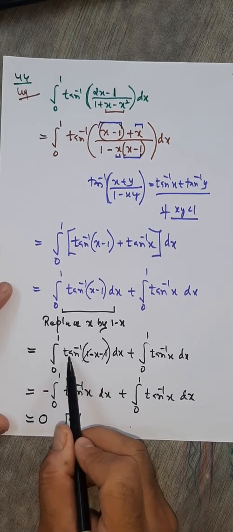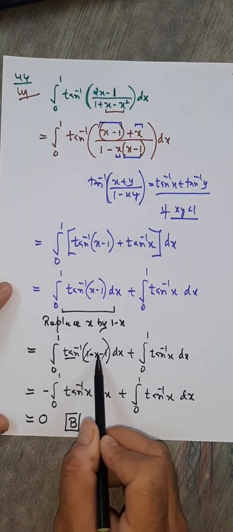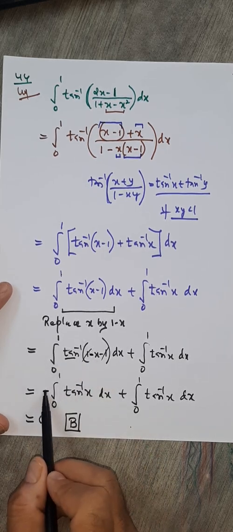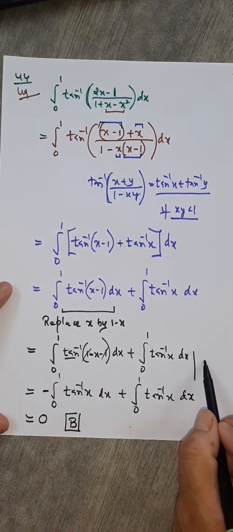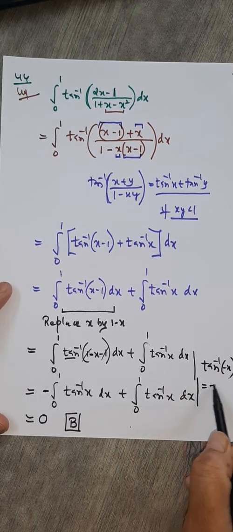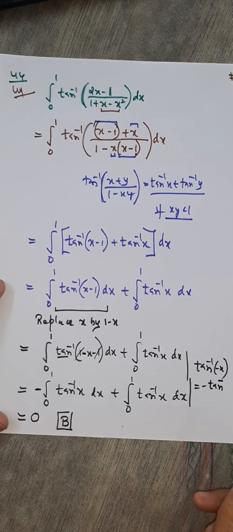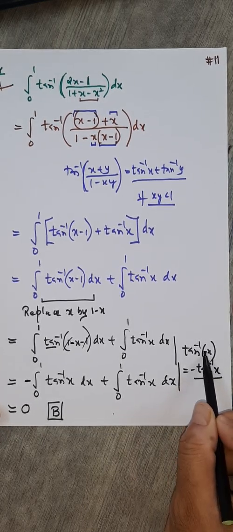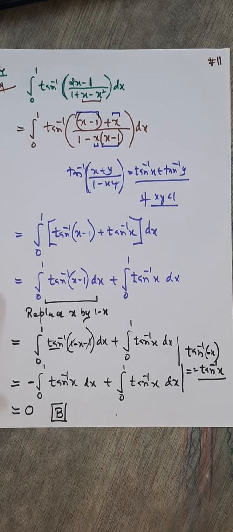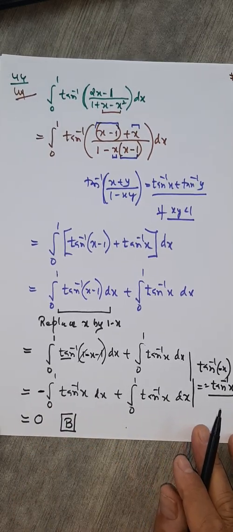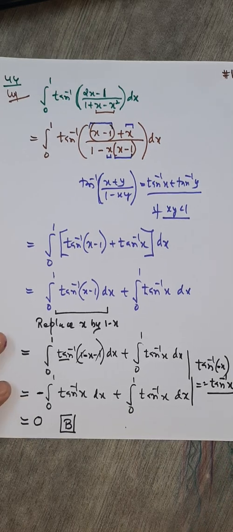Here what I did, this is tan inverse of minus x, so from tan inverse that minus will come out. You have used this property, tan inverse of minus x equals minus tan inverse x. That minus sign will come out, which I've used here, so that's why you are getting minus. Therefore you have this.